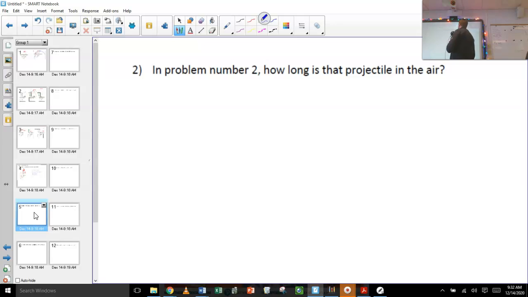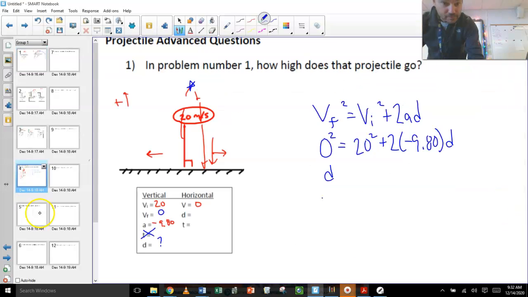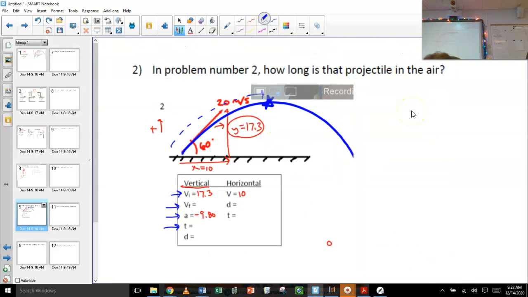In problem number 2, how long is that projectile in the air? So we're looking for the time. I'm going to use this point right here, and I have to understand something: when I find the time using these things, that's half the time. When I use the final velocity equal to 0, that's going to be half the time.